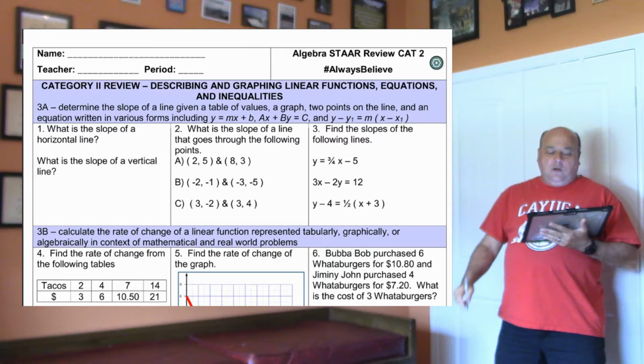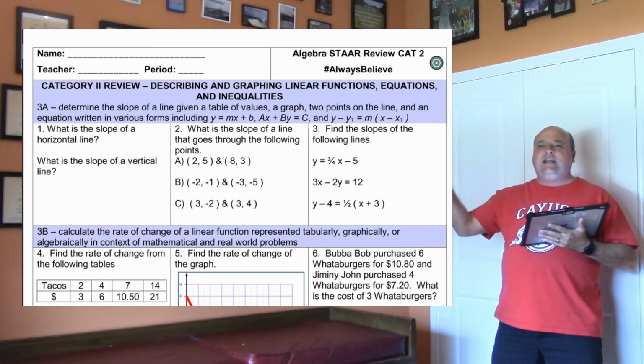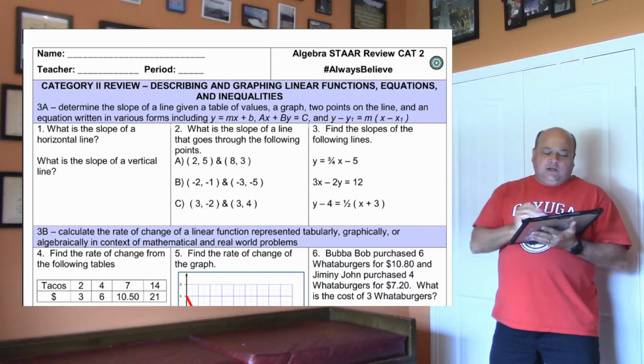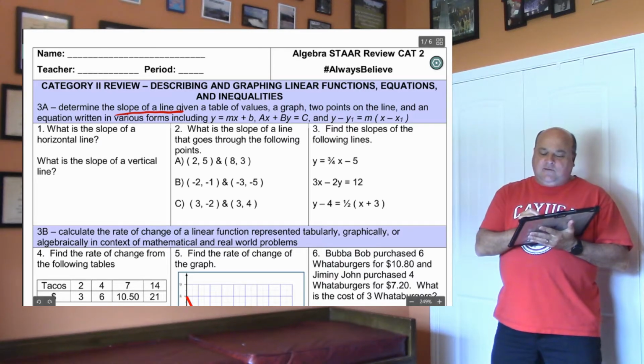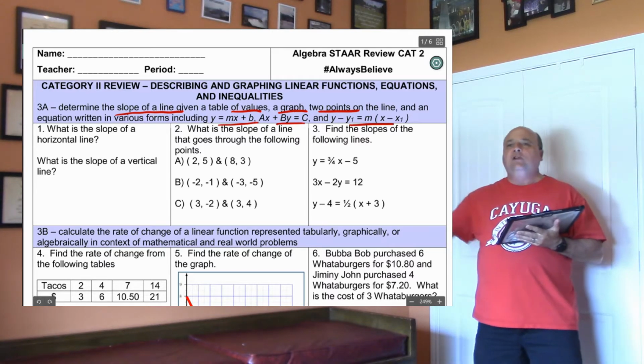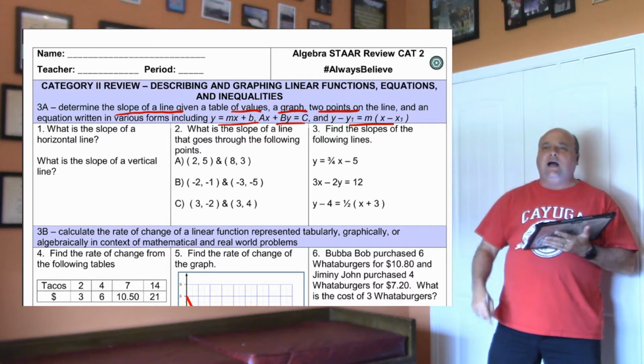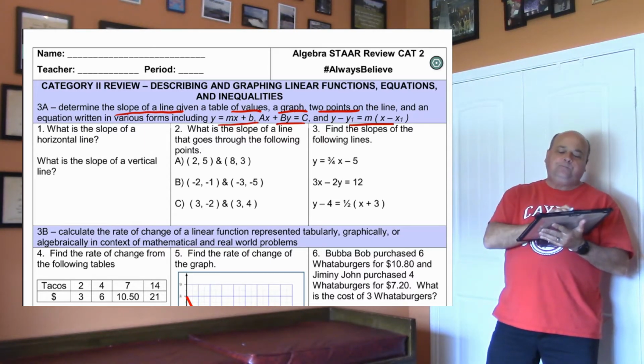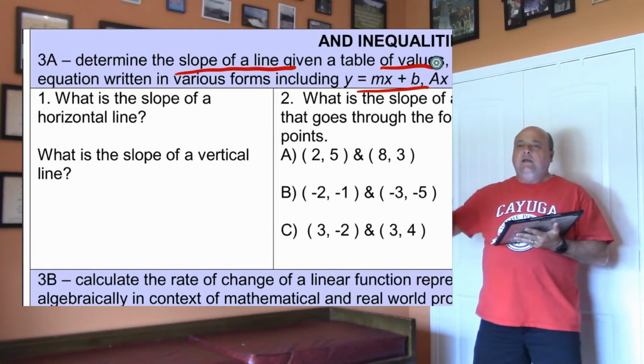Okay, so on the first part, remember, I'm putting the tick marks in there so you can see what you have to do. Determine the slope of a line given a table of values, a graph, 2 points, and an equation in various forms. Just got to be able to get the slope of a line, which is the difference of y over the difference of x, right? So let's go to this.